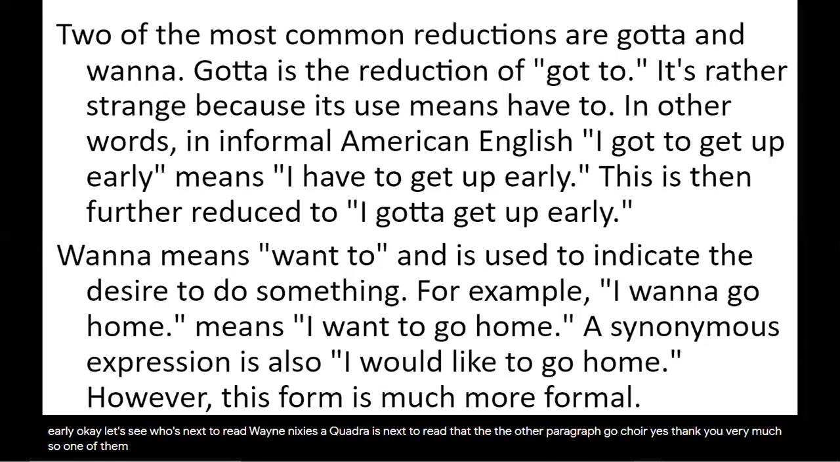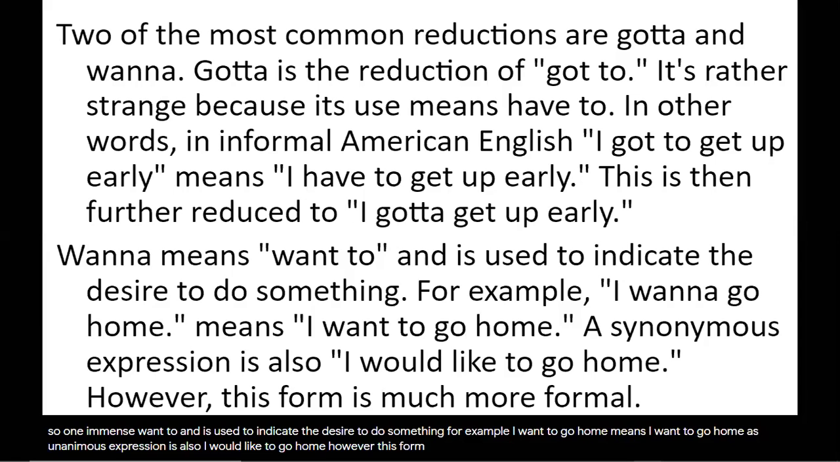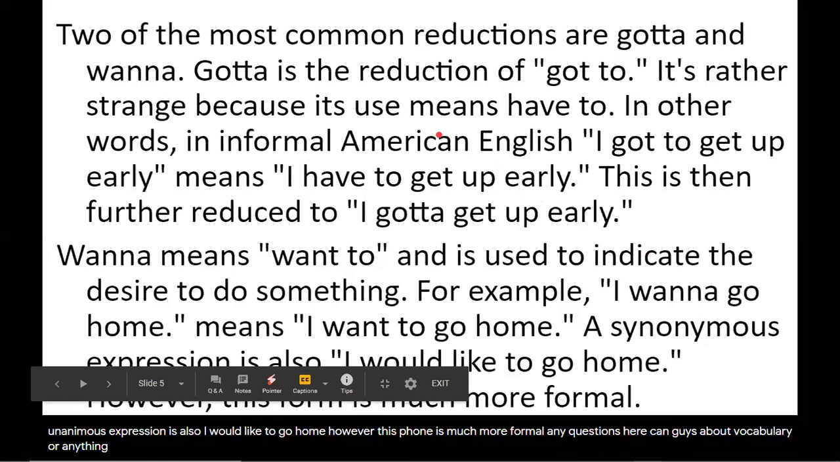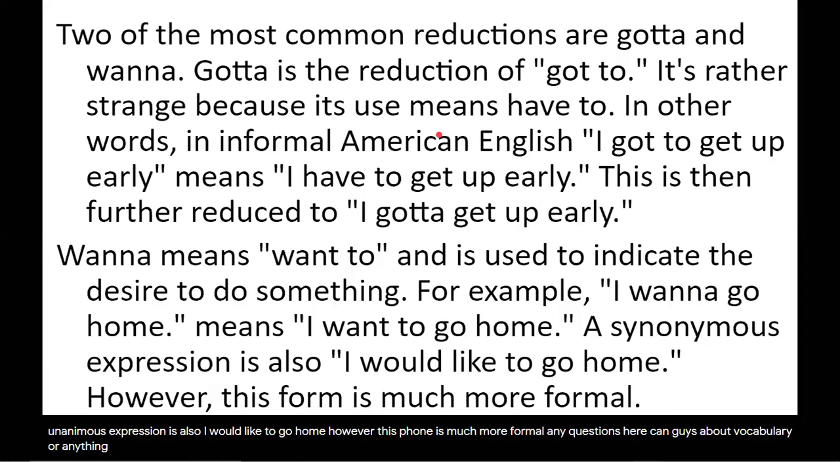So wanna means want to, and is used to indicate the desire to do something. For example, I wanna go home means I want to go home. A synonymous expression is also, I would like to go home. However, this one is much more formal. Any questions here, guys, about vocabulary or anything? Do you have any question?